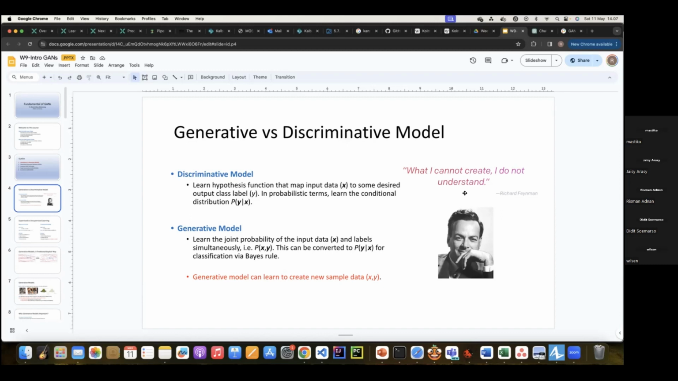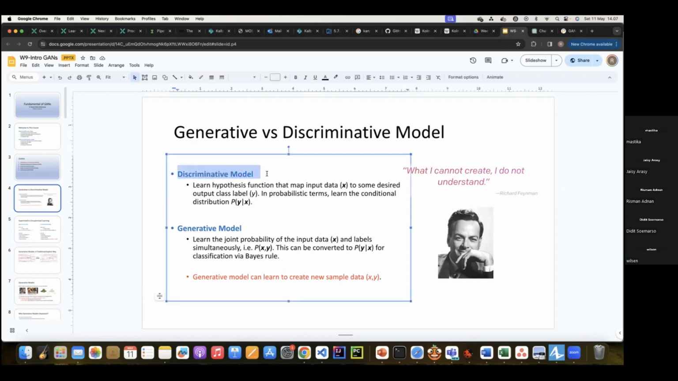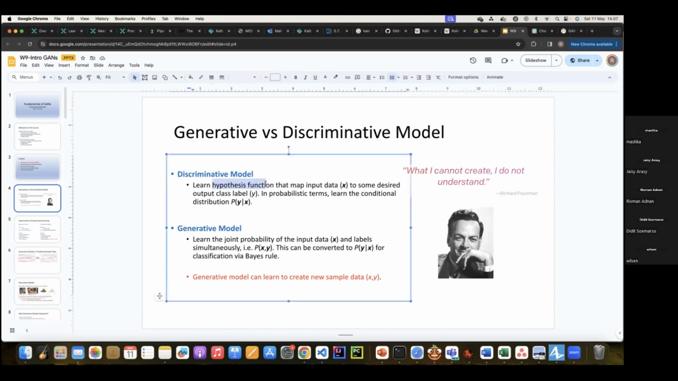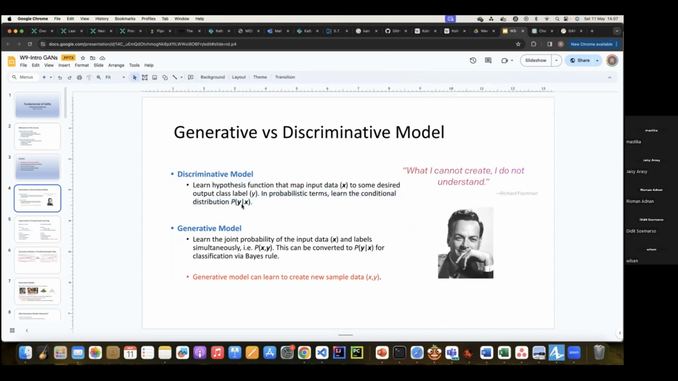Okay? So what you have learned so far is discriminative models, including classification and regression. In probabilistic terms, we learn a hypothesis function that maps input X to some label Y, or in other words, learn the conditional probability distribution P(Y|X). But a generative model is, in simple terms: if I give you data, give me new data that is similar to or the same as the existing data, but this new data does not exist in the data set.